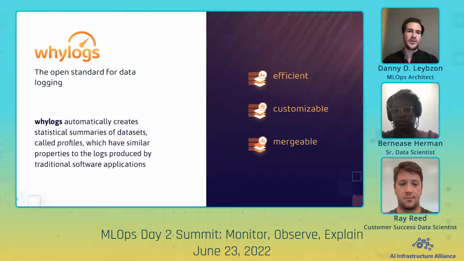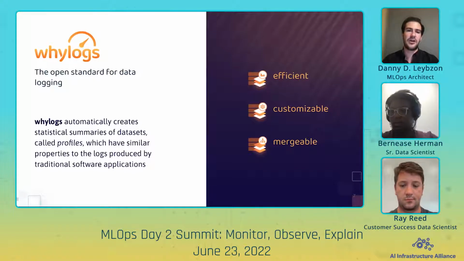The first one is YLogs. YLogs is the open standard for data logging. What it does is it takes in data, and that can be tabular data, Spark data frames, Pandas data frames, Python dictionaries, whatever it might be, or images or text, as Bernice and Ray are going to be talking about. And it outputs statistical summaries of that data. And what these summaries do is they represent that data in a way that's efficient. So it stores a lot of information about your data set in a really small package, customizable so that you can add more features that you want to track about your data.